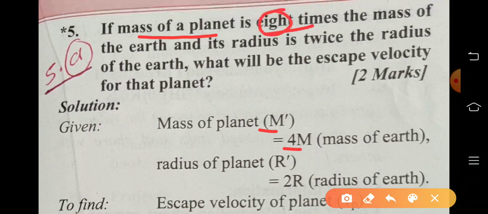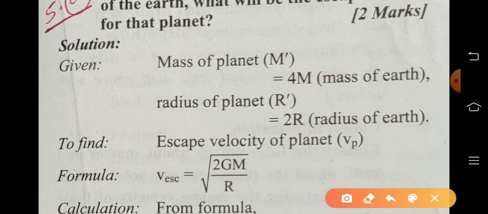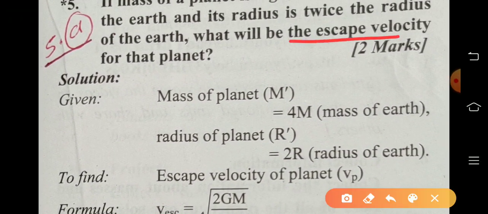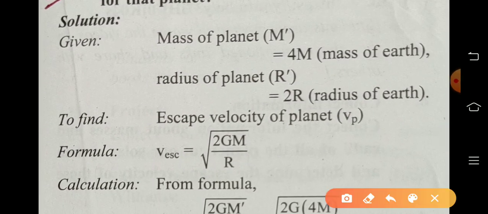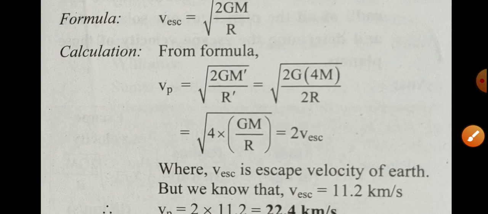Now radius of planet is twice, means double. So radius of planet r dash equal to twice the radius of Earth. So 2 multiplied by capital R means radius of Earth. Next one. So what we find out in this question? Now in this question we find out what? Escape velocity of the planet. So to find escape velocity of planet indicated as Vp is equal to what? Question mark. We know the formula of escape velocity. Escape velocity is equal to square root of 2 times GM upon R. Now substitute the value at correct places.